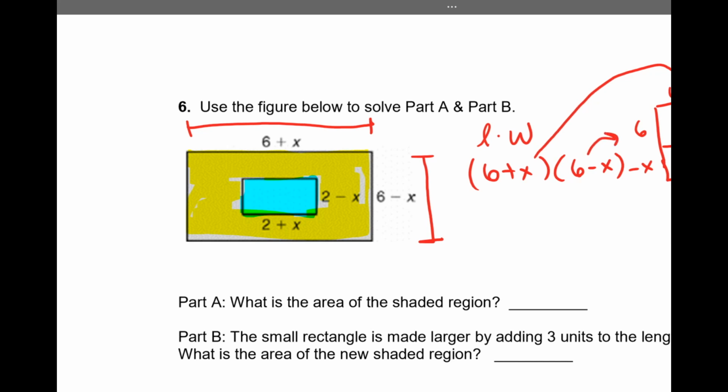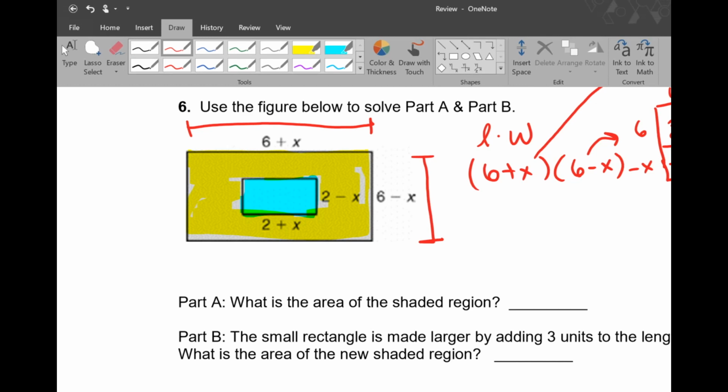Okay. So all I'm going to do is find the answers inside. 6 times 6 is 36. 6 times x is 6x. Now let's move to the bottom. 6 times negative x is negative 6x, and negative x times x is negative x squared.